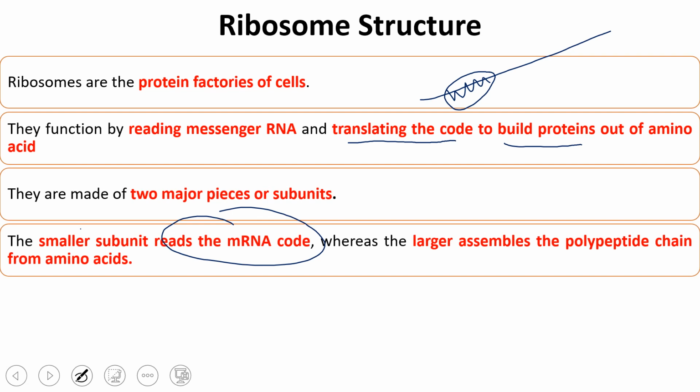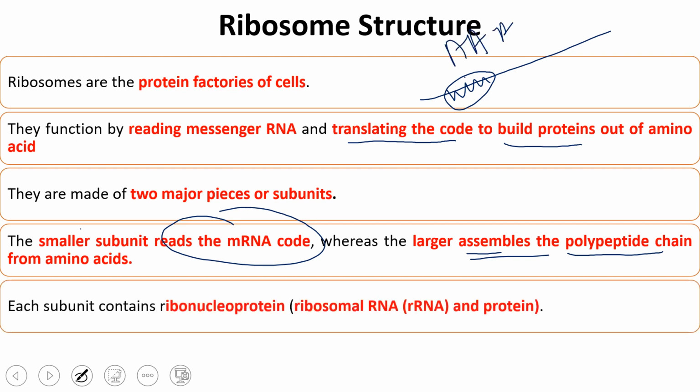Then what is the function of the large subunit? The large subunit normally assembles and forms the polypeptide chain from the amino acids. So the smaller subunit reads this code, and the large subunit joins amino acid to amino acid and forms the protein polypeptide chain. Each subunit, either smaller or larger, is composed of some ribosomal RNA plus protein, so together they are called ribonucleoproteins. So ribosomal subunits are composed of ribonucleoprotein, meaning ribosomal RNA plus proteins.